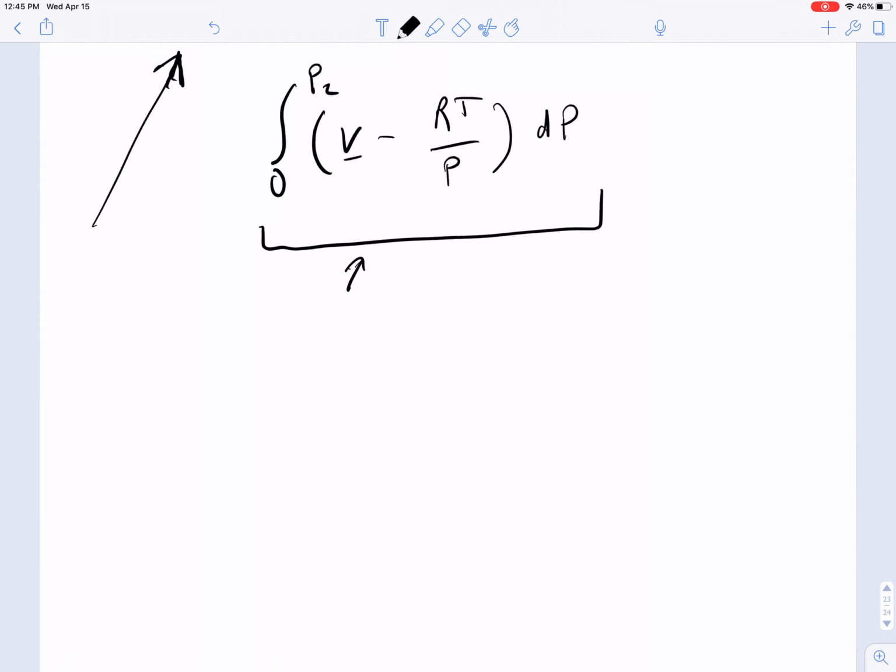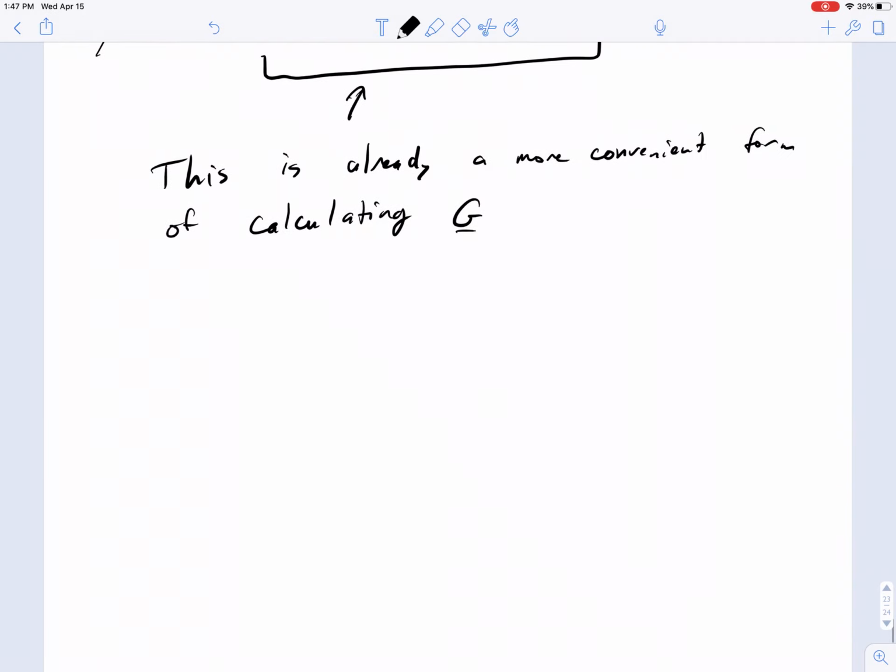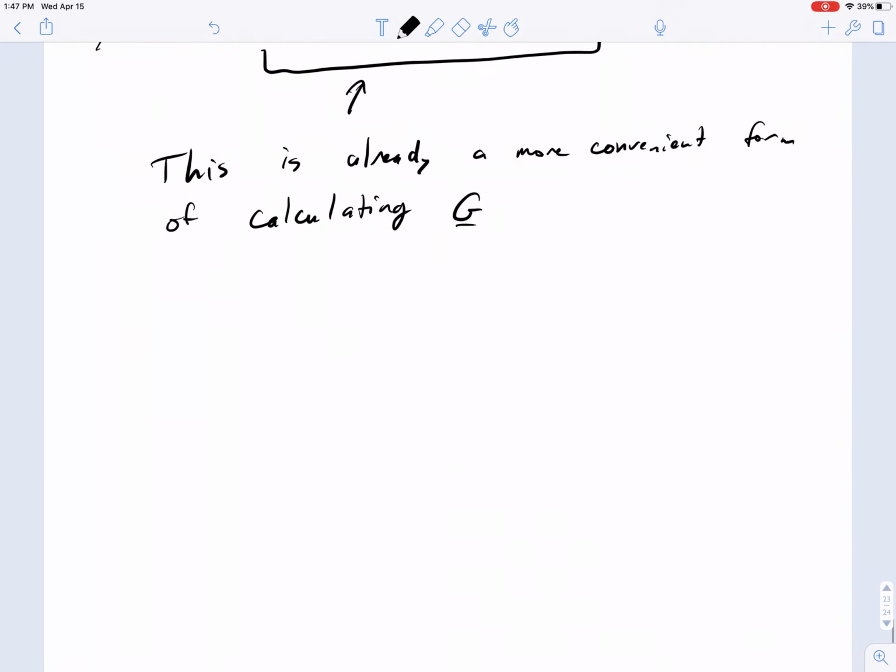So this is already a more convenient form of calculating G. Okay, so with this more convenient way of calculating G, we are one step closer to calculating fugacity.